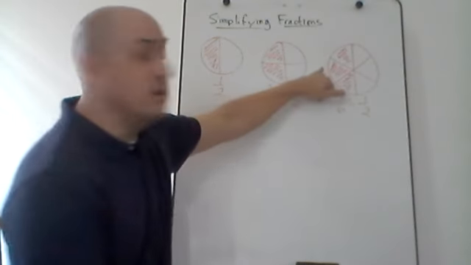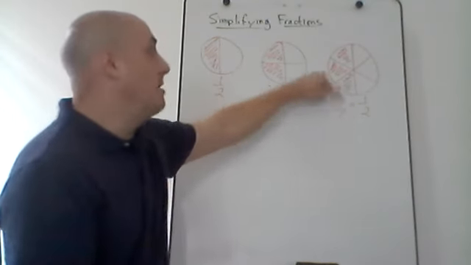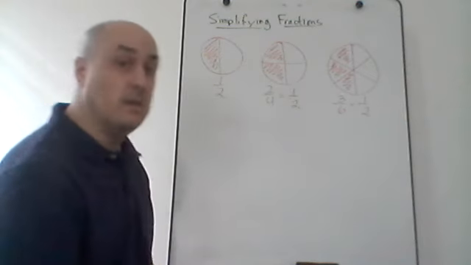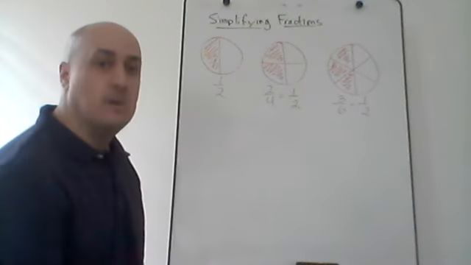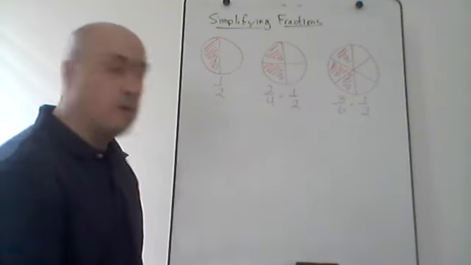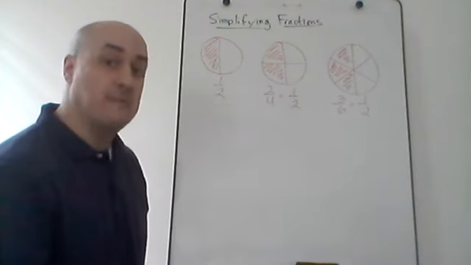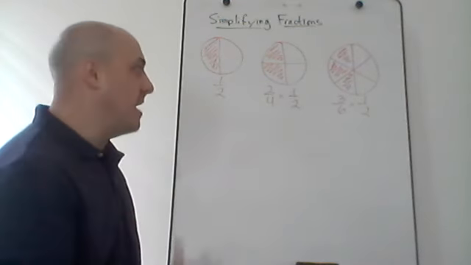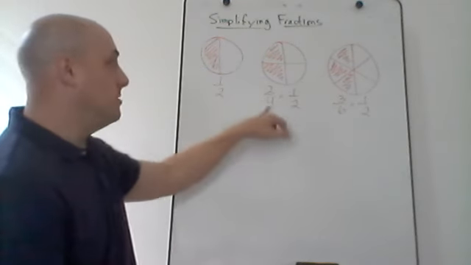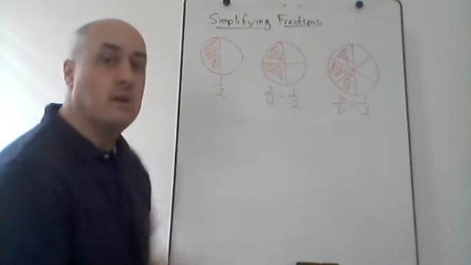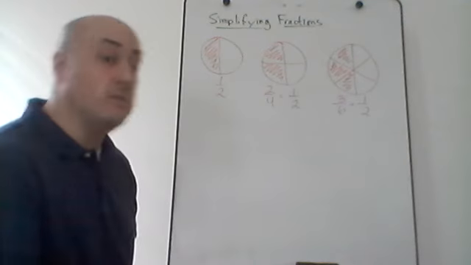And then the circle over here is divided into 6 pieces. 3 of those are filled in, so that's 3/6. Now, in all 3 of those fractions, half of the circle is filled in. So 1/2, 2/4, and 3/6 all equal 1/2. The same portion is filled in, whether it's 1 out of 2, 2 out of 4, or 3 out of 6. So those fractions are equivalent to each other.